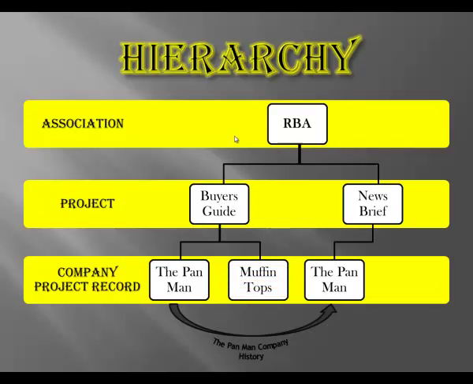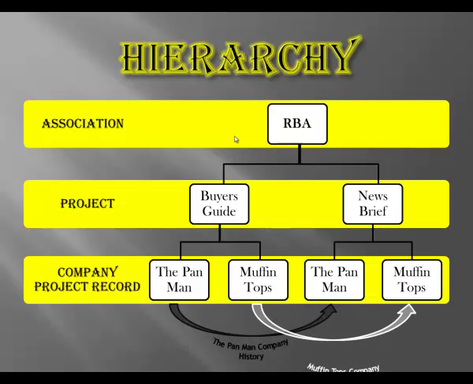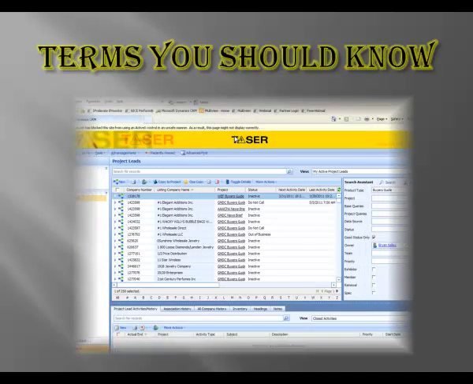Secondary example would be a company, Muffin Tops. Again, they would have one for each of the different types of projects, but it's kind of tied together with Muffin Top company history. I want to give a general overview and some key terms that you're going to need to know as far as the CRM.